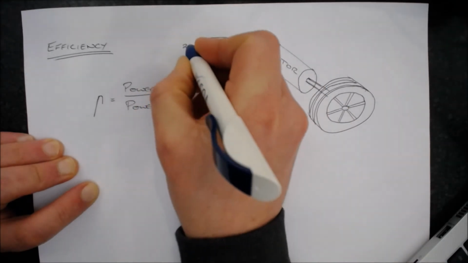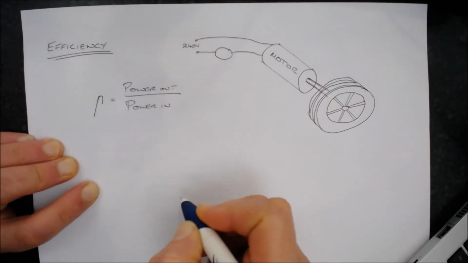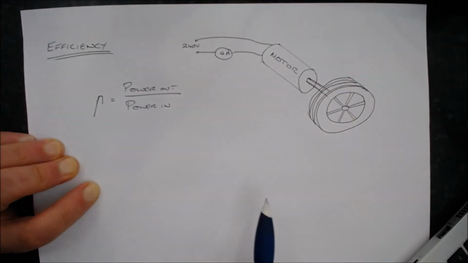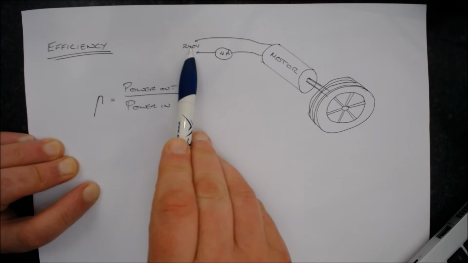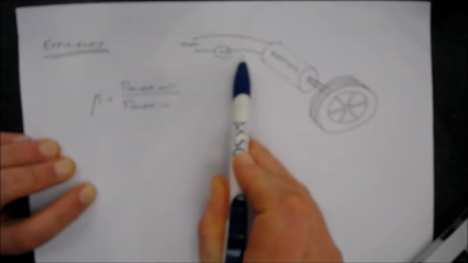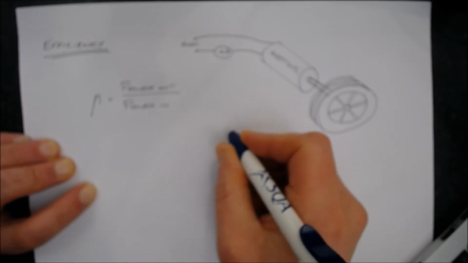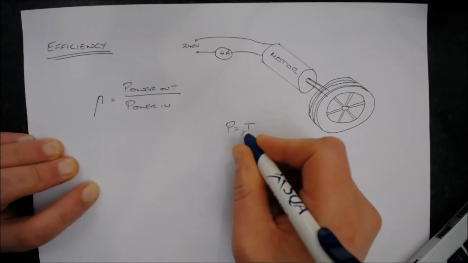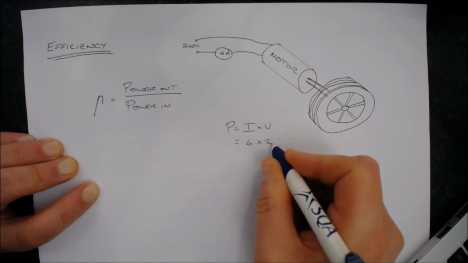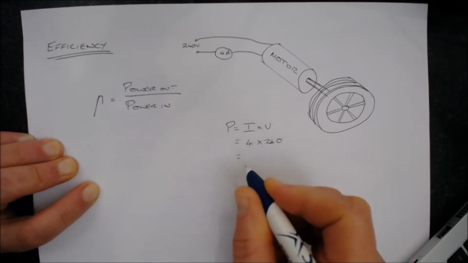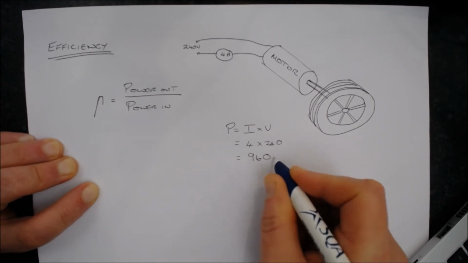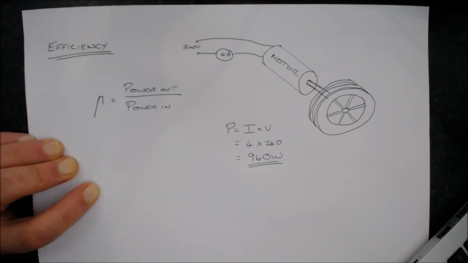So if I had, for example, a 240 volt supply and that was drawing 4 amps of electricity, so we've got the voltage and we've got the current, then the power in can be calculated by P is equal to I times V. The current 4 times 240, deliberately chosen some nice easy numbers. The input power would be 960 watts.